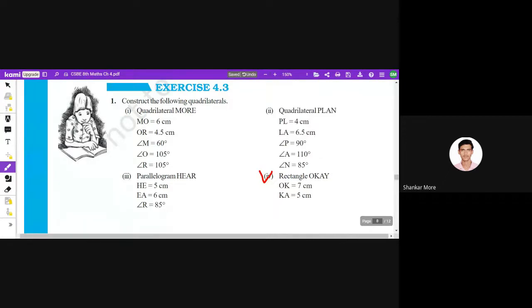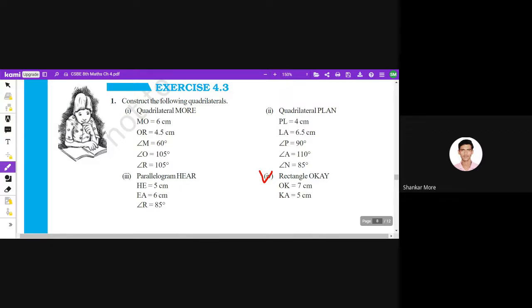Okay, can you just see my screen? Please confirm. I hope you are able to see my screen, and also you are able to hear me. There's no lag in between or something like that. Yeah, visible? Okay, great. So how we are going to draw this? Rectangle draw करना है.